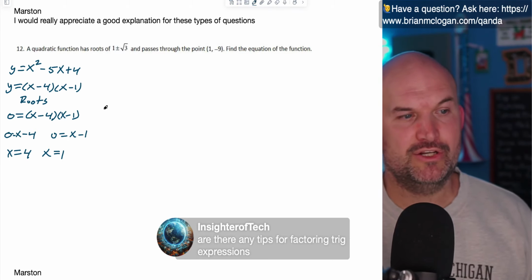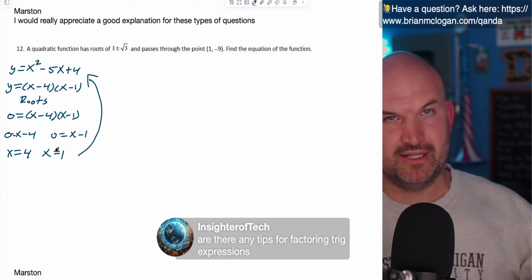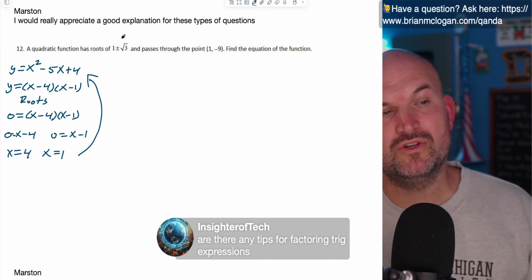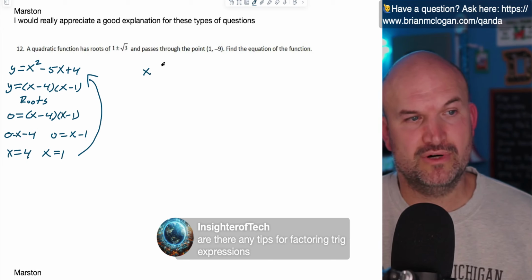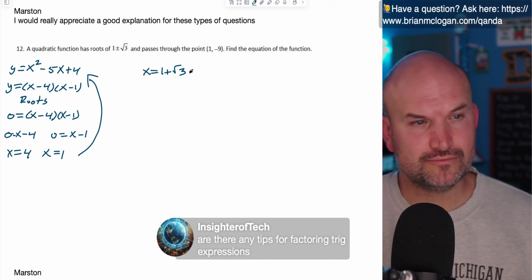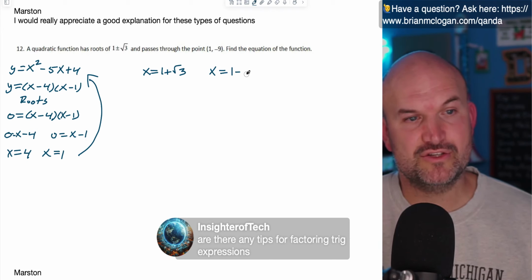So basically what we're going to do is go backwards, right? We're used to going from an equation down to finding the roots. Now we're simply going to go backwards. So I have the roots x equals 1 plus the square root of 3 and x equals 1 minus the square root of 3.